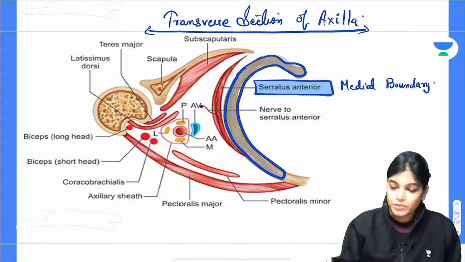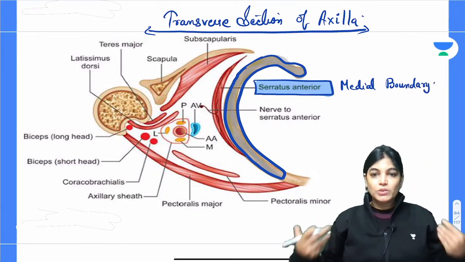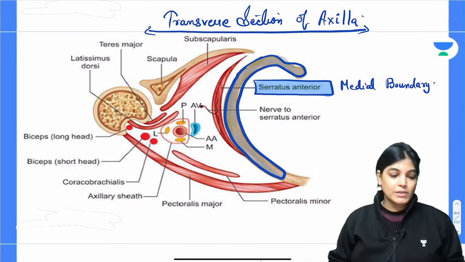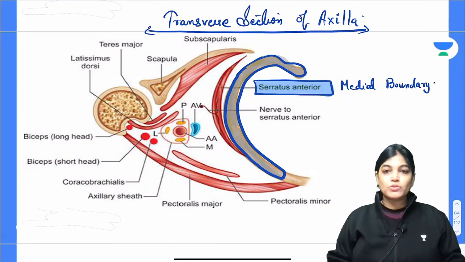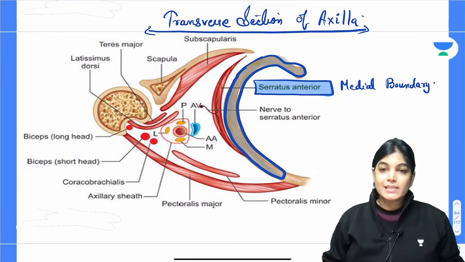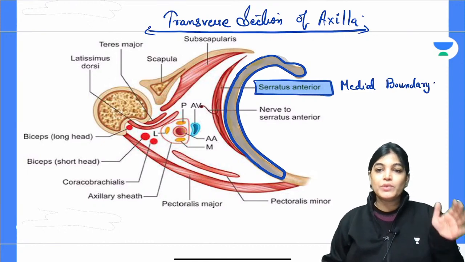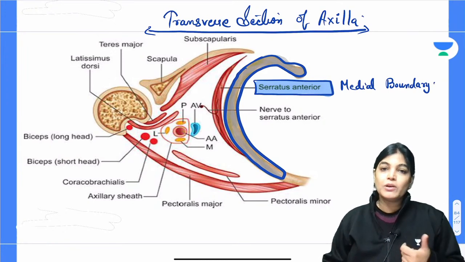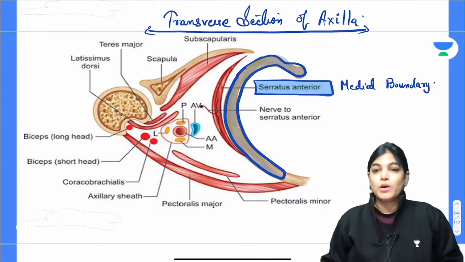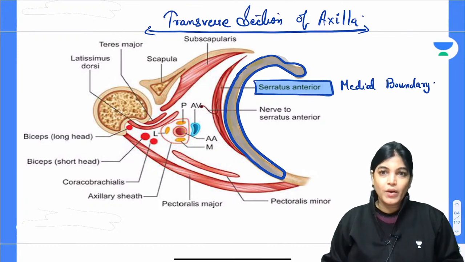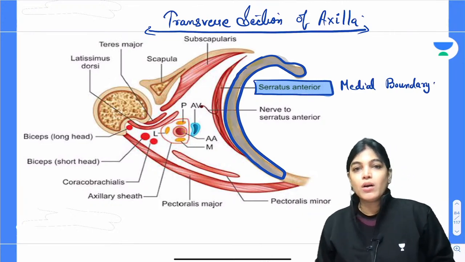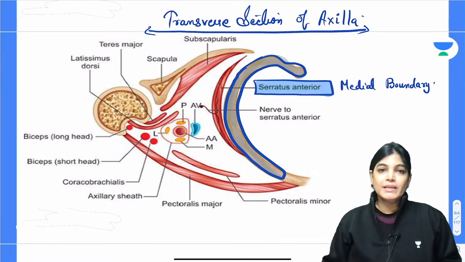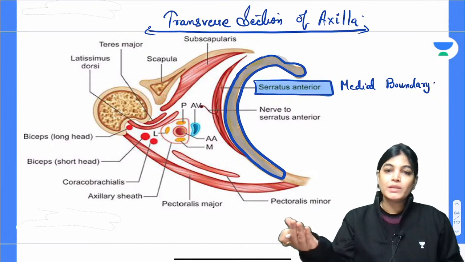Correct? You can also imagine the same thing on your own body. Medially on the chest, we have the serratus anterior muscle. If you remember, in one of my sessions on the pectoral region, I already explained the serratus anterior muscle's origin and insertion, and we know that the ribs are covered by the serratus anterior muscle, because it takes origin from the upper 8 or 9 ribs. So only the upper 4 and 5 intercostal spaces, covered by the serratus anterior muscle, form the medial boundary. Now, posteriorly, which bone is lying?